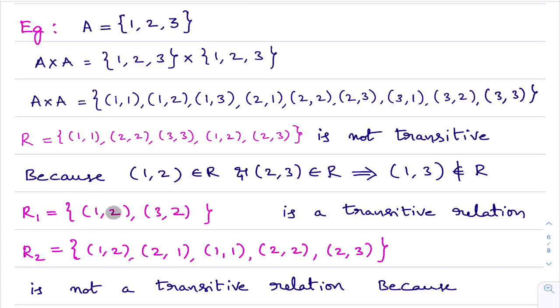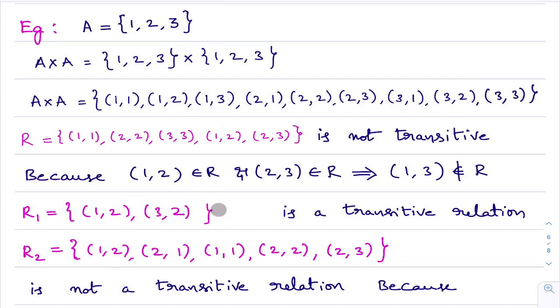You take ordered pair 1 comma 2. Is this there in A cross A? Yes. You take ordered pair 3 comma 2. Is it there in A cross A? Yes. This is a subset of A cross A. So this is a relation on A.